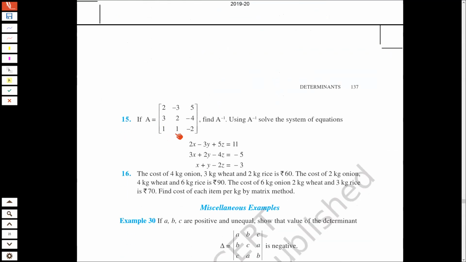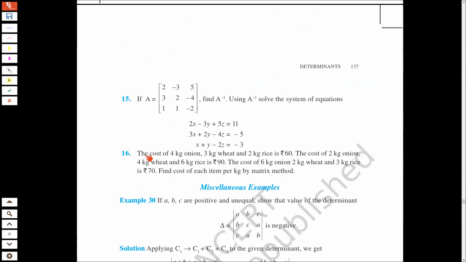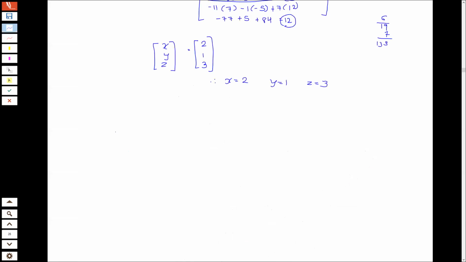Now here I have question number 15 and 16. So actually both questions are almost same. So we already know how to solve this. Okay, using A inverse, solve the system of these equations. Look here, 2, 3, 1. So question 15, you can take it up. I will solve question number 16. So here we have question number 16.